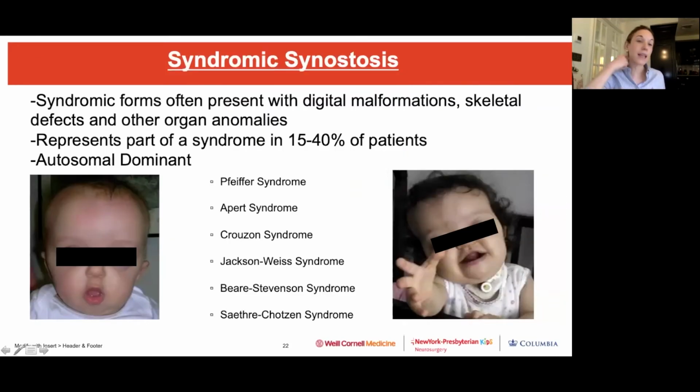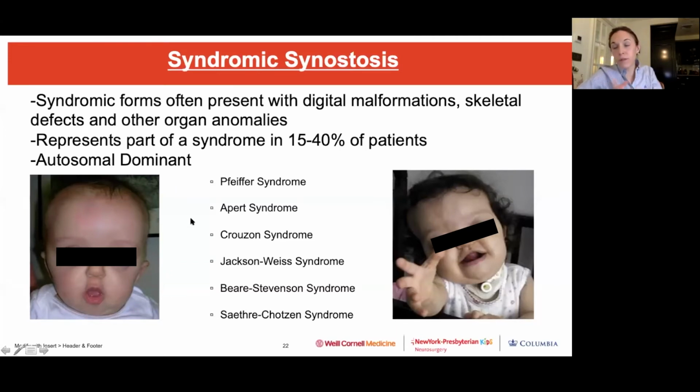All right, and lastly, syndromic synostosis. Very important to know these for any boards exams, but much more rare unless you're in my line of work, in which this is all I see and do. So craniofacial surgery, this is the complex patient population that we treat.